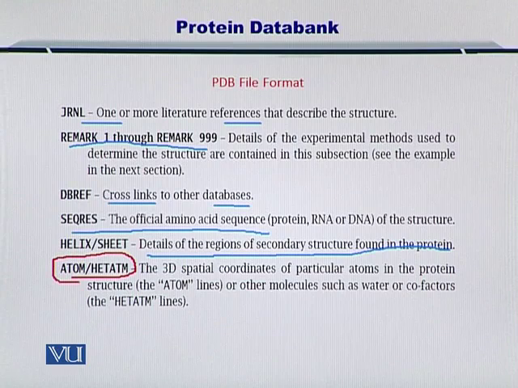These atom positions give you the coordinates of particular atoms in the protein structure. They are labeled by atom, and I'll show you an example of the PDB file. This is the information which tells you about the location of each alpha carbon atom.